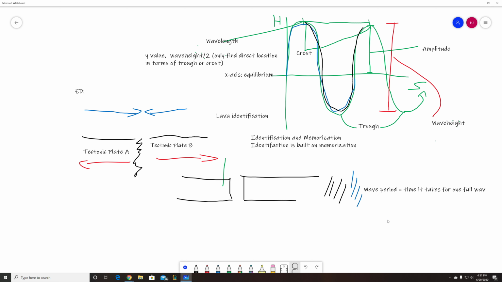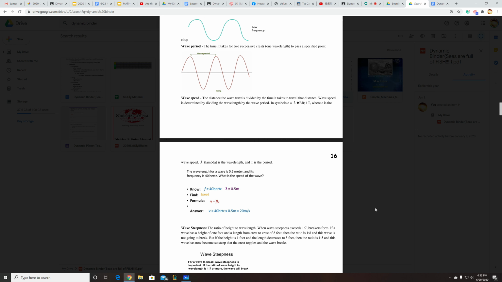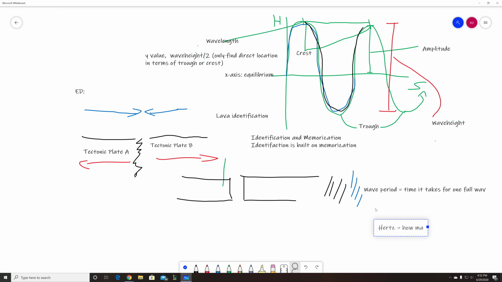And for wave period, you might need to know hertz. Hertz is more of a circuit lab thing, but I guess I can explain hertz. Hertz is equal to how many, I think it's equal, no, it's not lambda. One cycle per second, I believe.